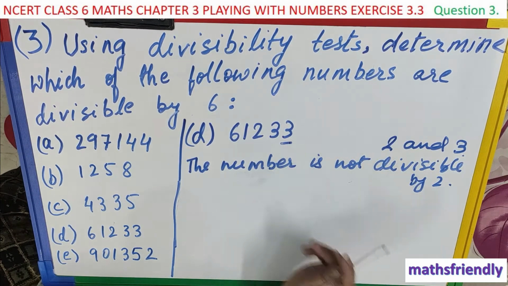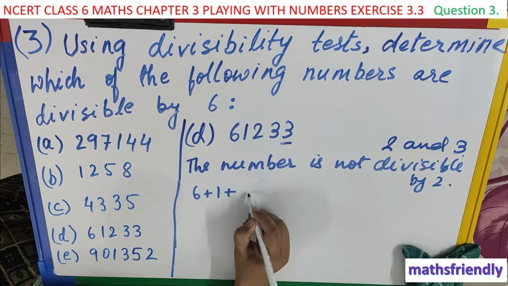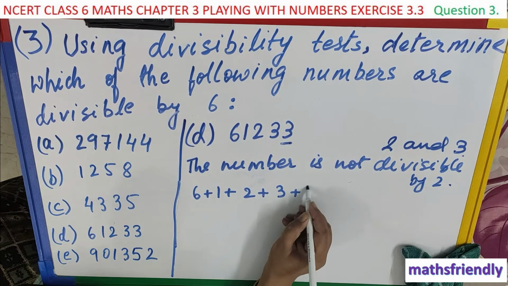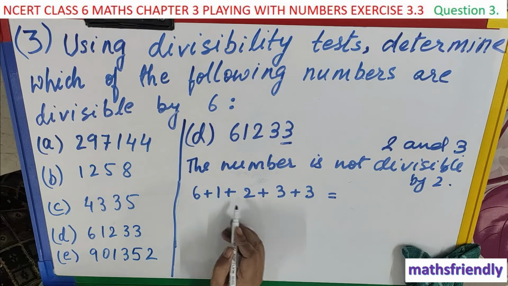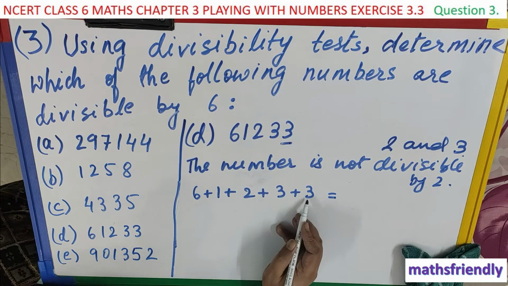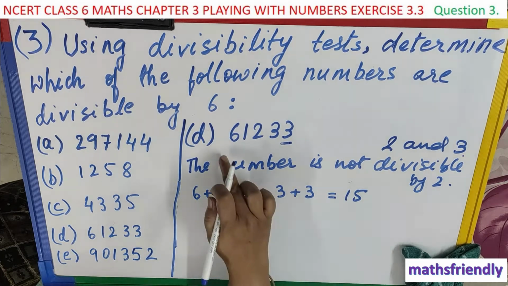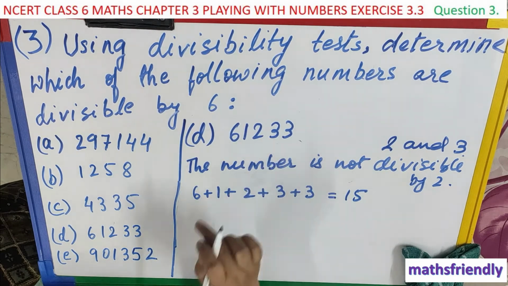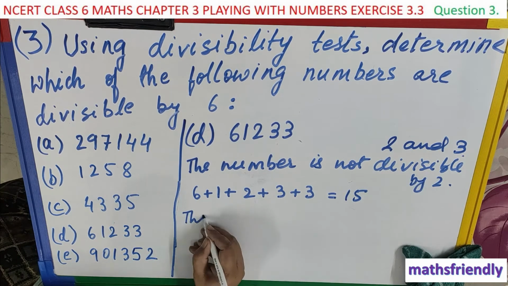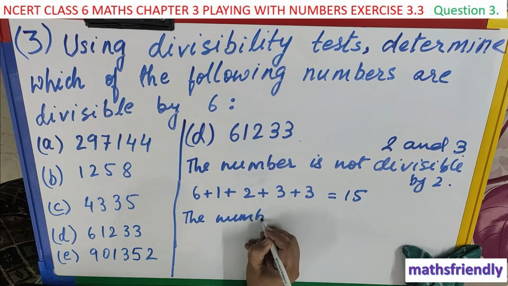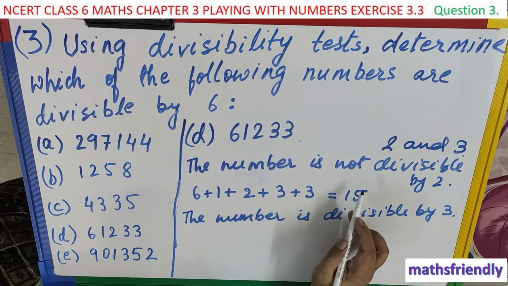Now is this number divisible by 3? So we have to add the digits of the number and then check whether the sum is divisible by 3 or not. 6 plus 1 is 7, 7 plus 2 is 9, 9 plus 3 is 12, 12 plus 3 is 15, and this sum 15 is divisible by 3. It means this number is also divisible by 3. So we will write the number is divisible by 3.